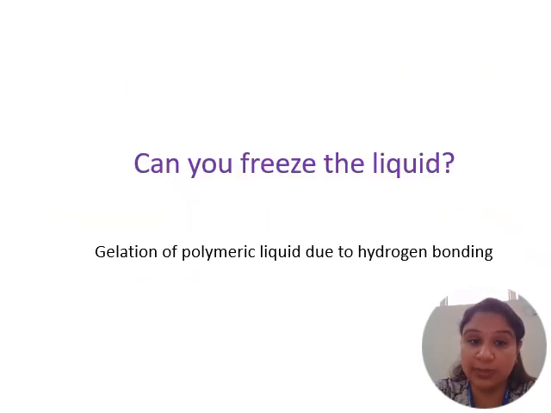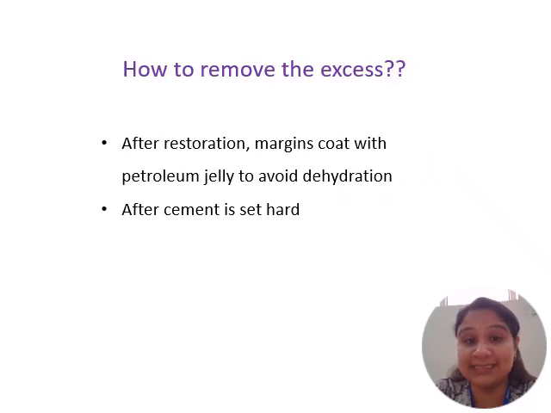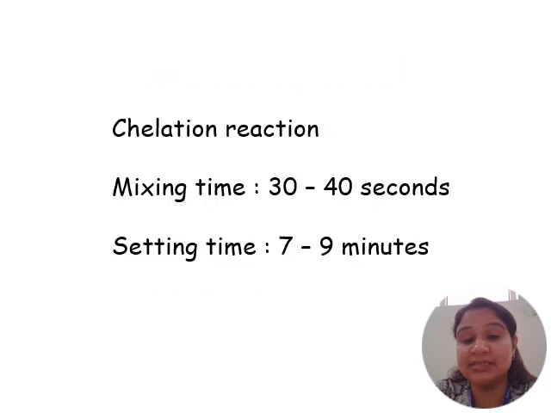Can you freeze the liquid? There is going to be gelation of the polymeric liquid due to hydrogen bonding if you try to freeze the liquid. So you should never freeze the liquid. How to remove the excess liquid? After restoration, the margins can be coated with petroleum jelly to avoid dehydration, and after the cement is set hard, it becomes rubbery stage. Coming to the chelation reaction, the initial mixing time is 30 to 40 seconds and the final setting time is 7 to 9 minutes.